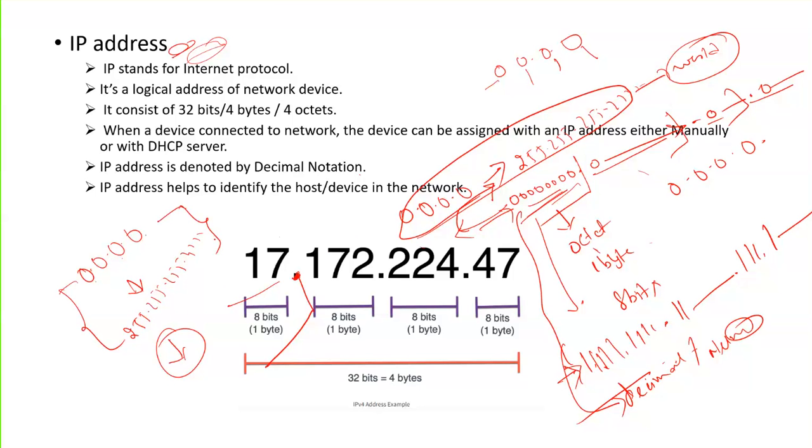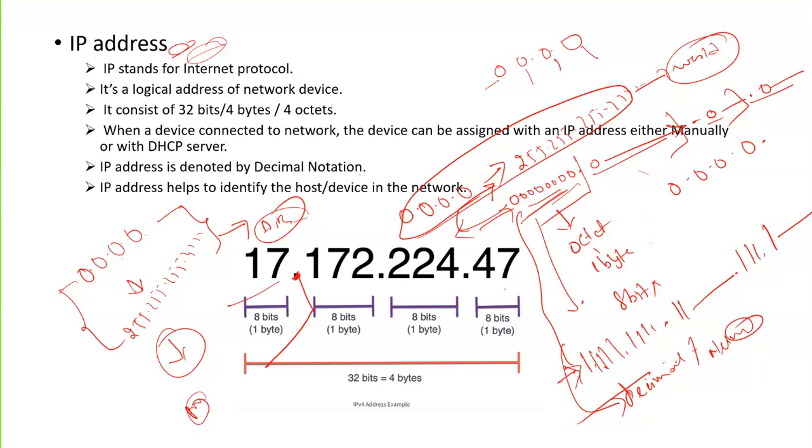0.0.0.0 to 255.255.255.255. Again, this will be classified into multiple classes: A, B, C, D, E, something like that, and private IP addresses and public IPs, everything will be there. We'll discuss the classes later on. But for now, what I want you to understand is that an IP address is nothing but a logical address which is assigned to a device when it's connected to the internet.